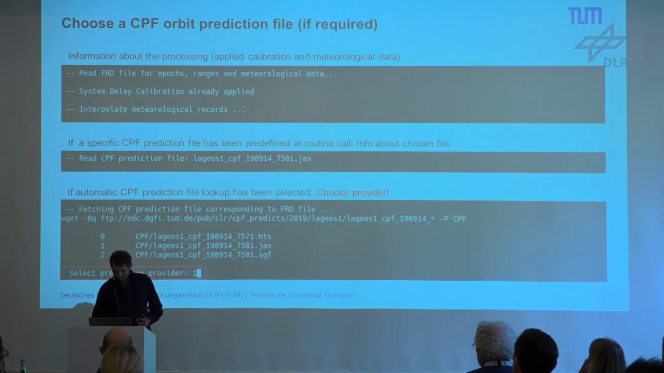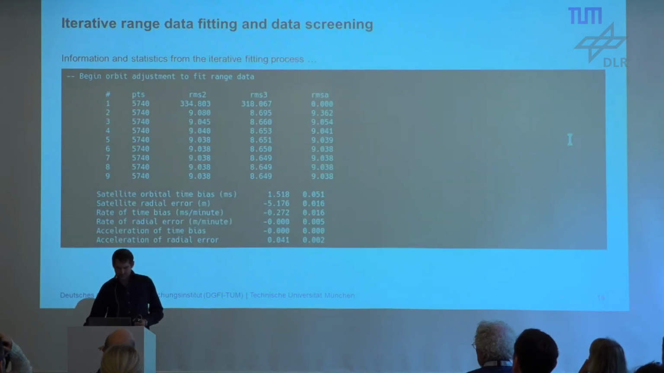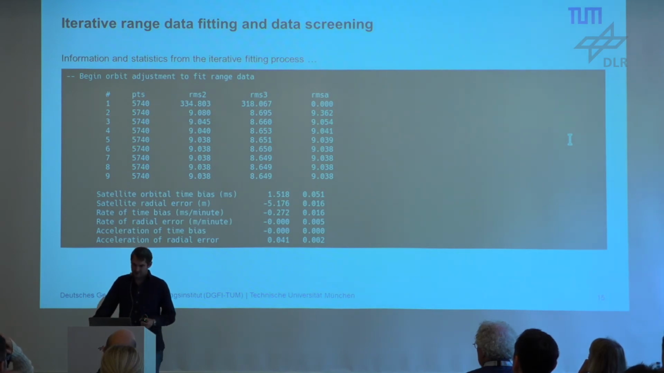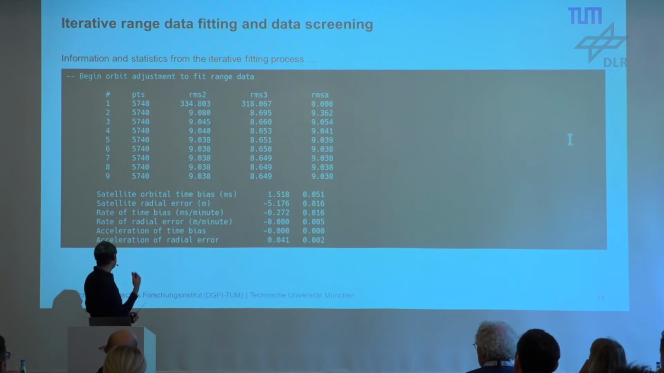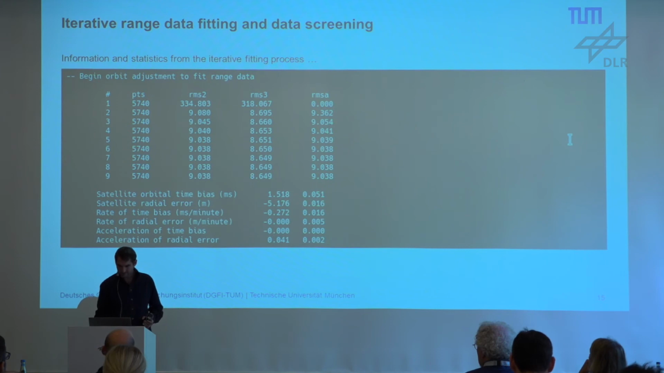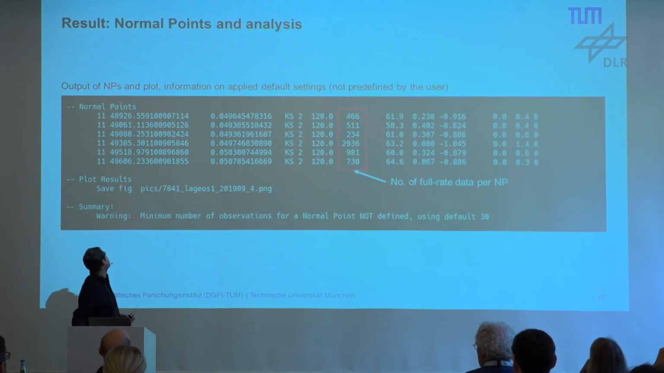Then the iterative orbit adjustment starts, so the program is calculating the fit residuals, removing the outliers, and after, in our case, 9 iterations, we get a result. There is also some statistical data or some parameters which have been estimated. And finally, we get our list of normal points.